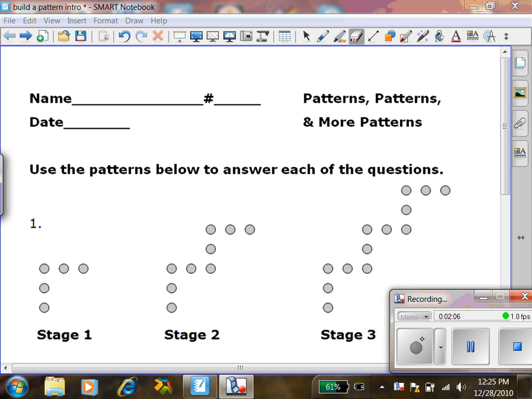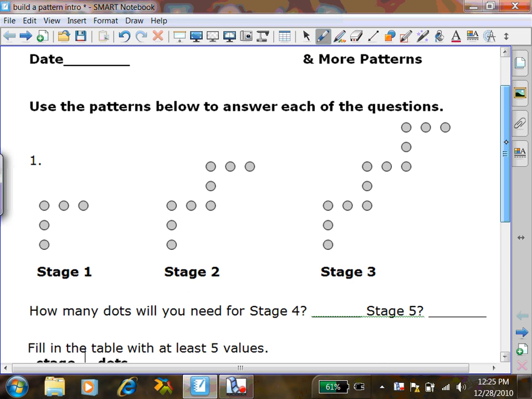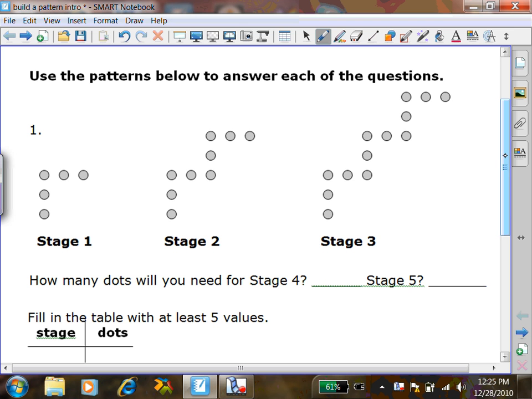So we're going to start looking at some really basic types of patterns using simple things like dots and circles and squares and toothpicks even. If you take a look at the paper you have in front of you, it says use the patterns below to answer each of the questions. And I've given you 3 different stages: stage 1, stage 2, and stage 3.